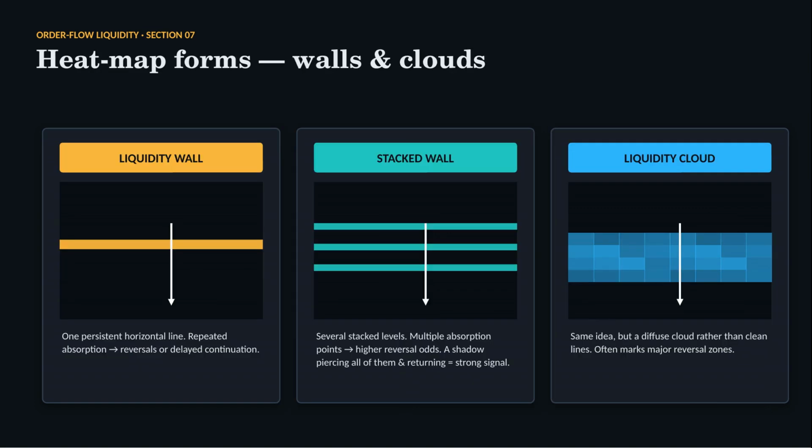Liquidity shows up in recognizable shapes. A wall is a single large block of resting orders at one price. A hard line price has to fight through. A stacked wall is several of those layered together, an even tougher barrier, and a cloud is liquidity spread across a zone rather than one clean level, softer, more diffuse, but still meaningful. Walls tend to cause sharp reactions. Clouds tend to slow price down gradually. Learn the shapes and you can read intent at a glance.